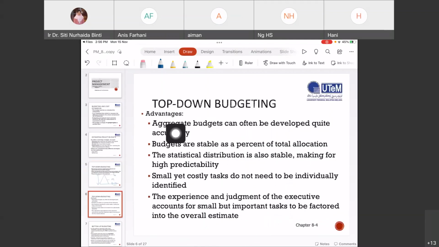So the advantages of top-down budgeting: the aggregate budgets can often be developed quite accurately. The budgets are stable as a percent of total allocation. The statistical distribution is also stable, making for high predictability. Small yet costly tasks do not need to be individually identified, and the experience and judgment of the executive accounts for small but important tasks to be factored into the overall estimate.